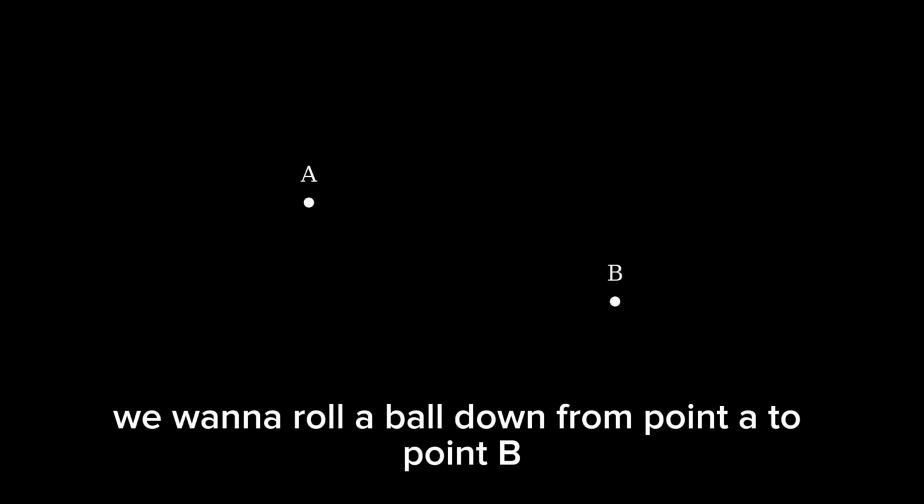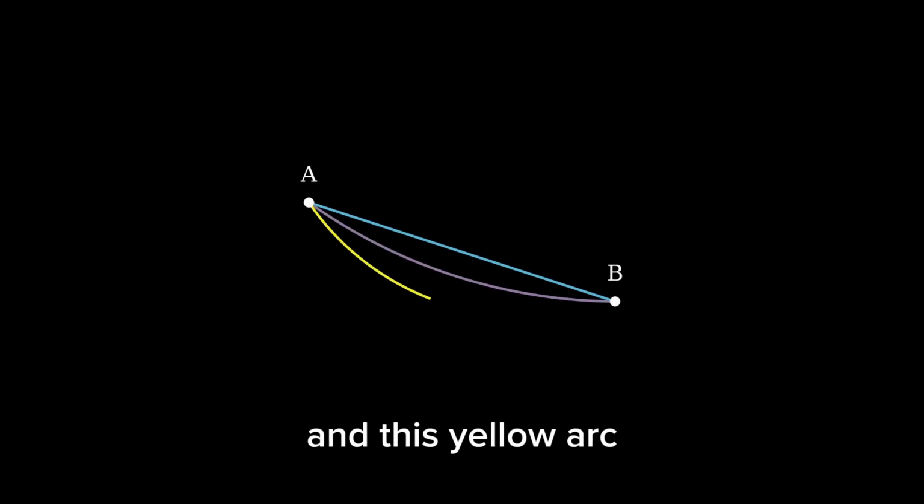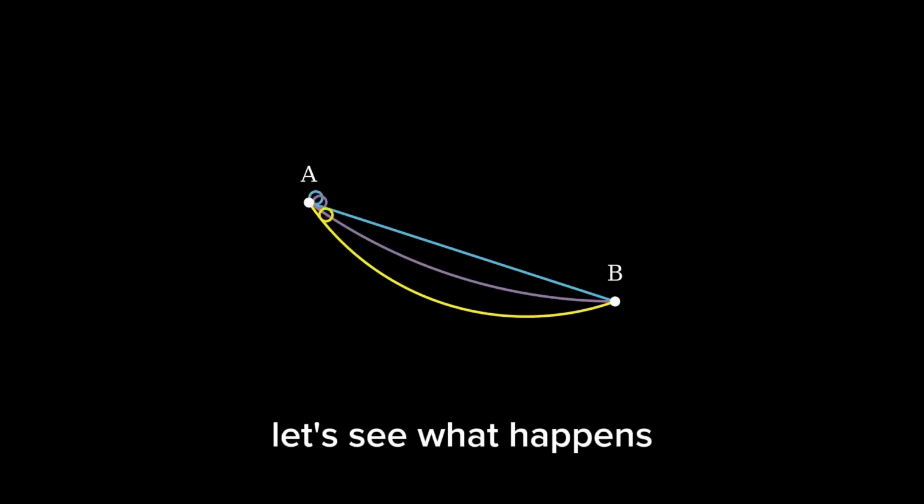Hey guys, this is actually a pretty ancient problem in mathematical physics. We want to roll a ball down from point A to point B. We want to find the path of fastest descent. Let's try three possible situations: this straight path, this purple curve, and this yellow arc. Let's see what happens.